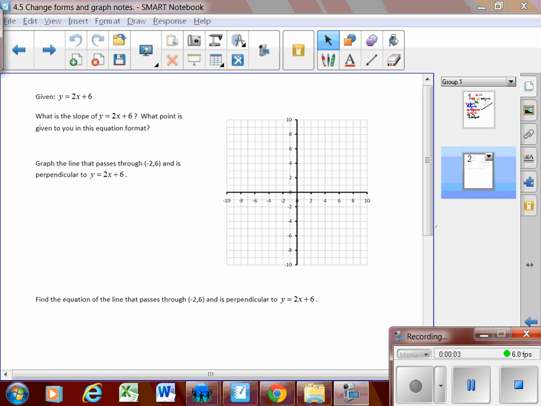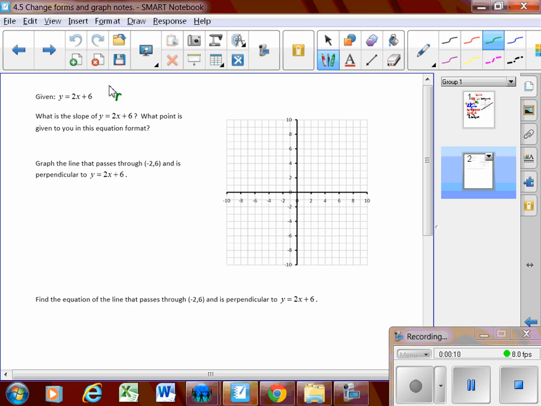Our second example is going to work with the equation y equals 2x minus 6. Again, what we want to start off with is identifying that we have m equaling 2, and just remember that m is actually our slope. So we have a slope of 2, and our b value is 6. Again, that's referring to a point that is at 0 and 6. So given y equals 2x plus 6, the slope is 2, and the point that's given to us in this equation is the point 0 and 6. So there's the first part of that question.